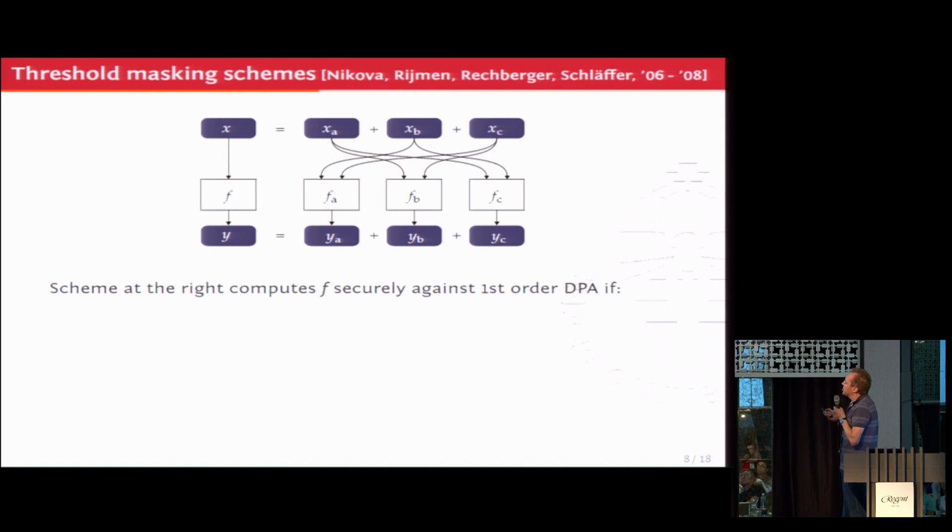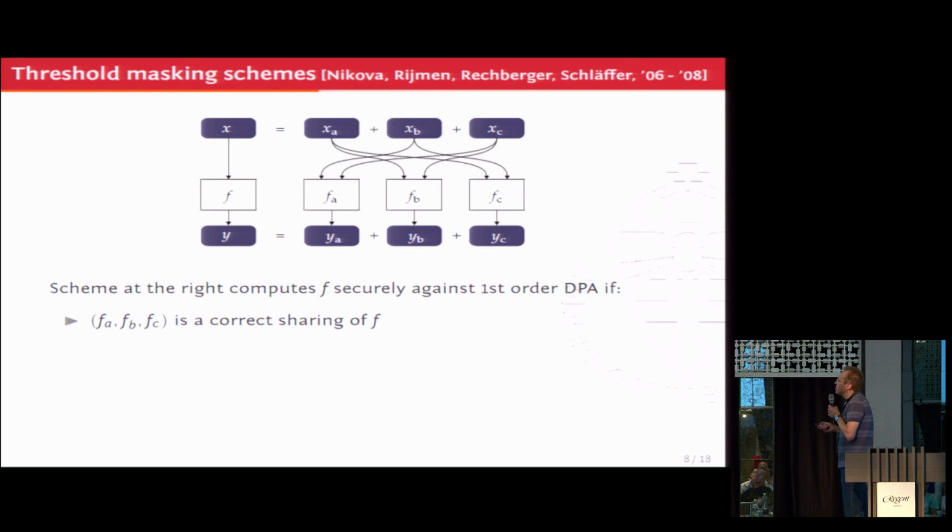And this is a general schematic. They proved that this scheme computes this in a way that is secure against first order DPA, if it satisfies a number of conditions. The first condition is correctness. Basically, if the sum of the x's here equals x, then the sum of the y's here must equal y. Of course, that's a trivial property, otherwise it's not even correct.